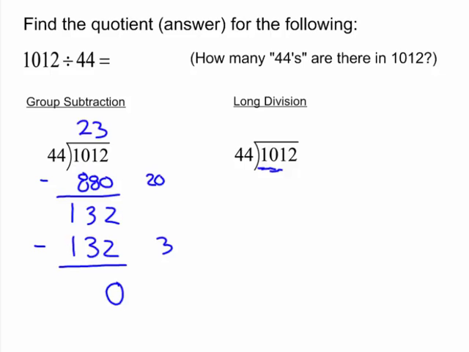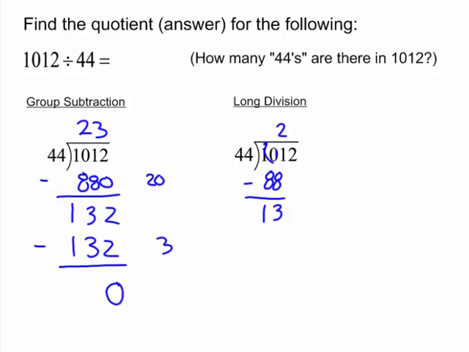I can see that 2 groups of 44 fit into that 101, so I will put a 2 on top. Then I'm going to put an 88 down below and subtract that from the 101. Again, I might have to borrow a little here, and I am left with 13.